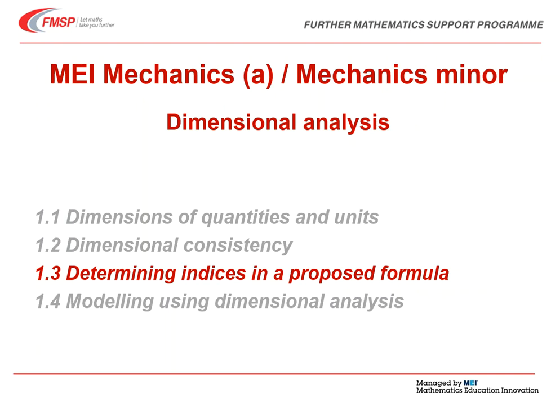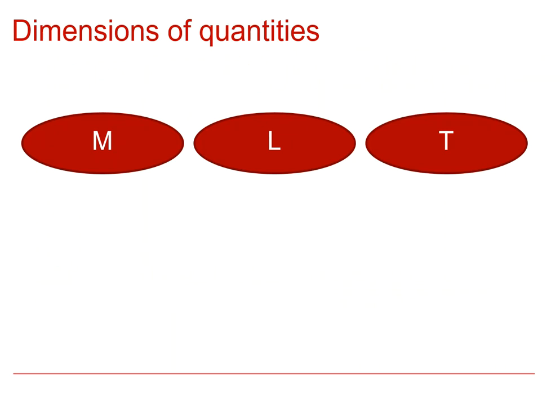Welcome to MEI Mechanics. We're on the topic of dimensional analysis, and this is video 1.3, determining indices in a proposed formula. So just another reminder that in mechanics we only have three fundamental dimensions, which are mass, length and time. So any quantity in any formula that we are dealing with, we can write everything in terms of these basic dimensions.